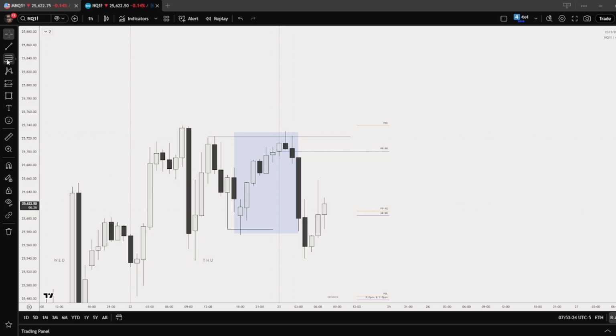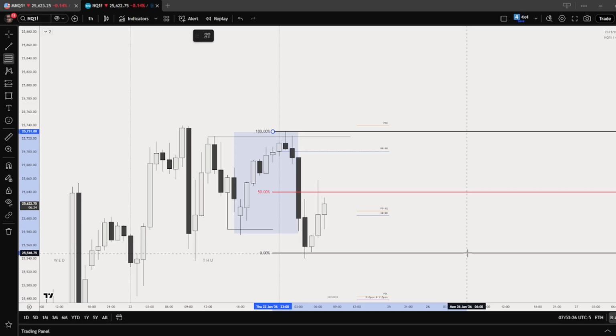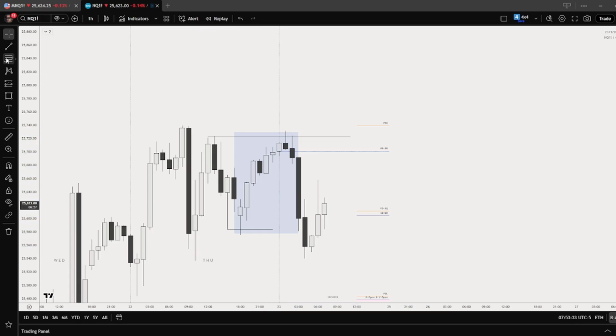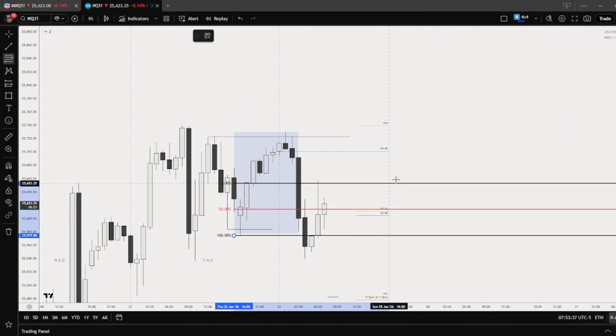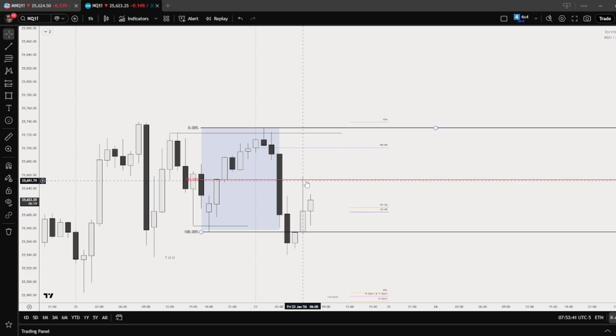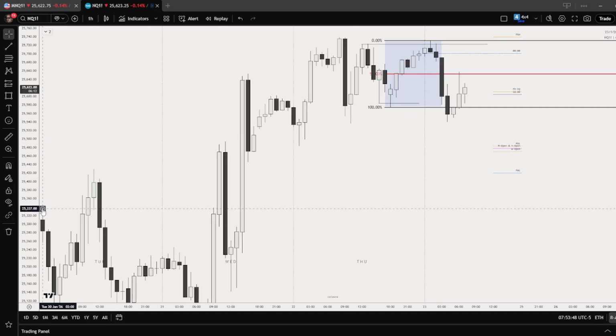So if you want to measure the range, don't take your Fibonacci like this. Don't use it like this. Use the interbank price delivery dealing range. And here is the 50% of it. We swept low and we swept high. It's a little gem for you.